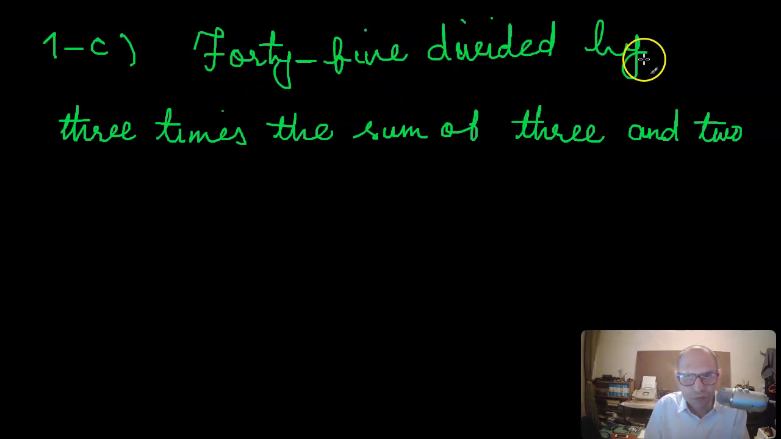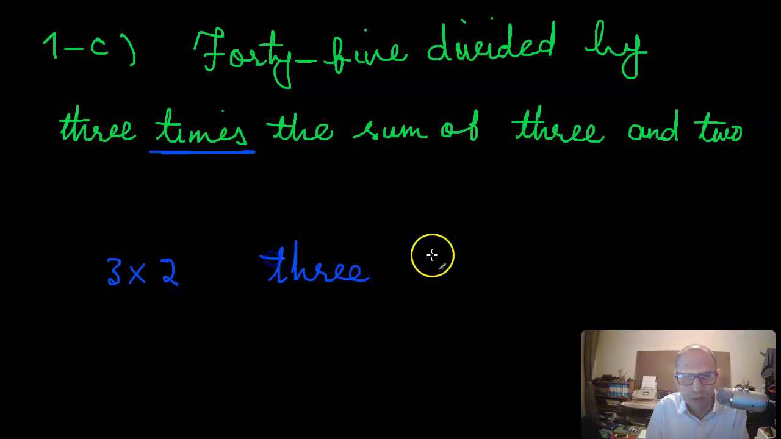So you have 45 divided by 3 times the sum of 3 and 2. Now what this means, when you say essentially times, times means multiplication. So for example, when I say 3 multiplied by 2, I can write it as 3 times 2. So that's another way of meaning. You could call this the product of 3 and 2, or you can call it 3 times 2, for example, right?